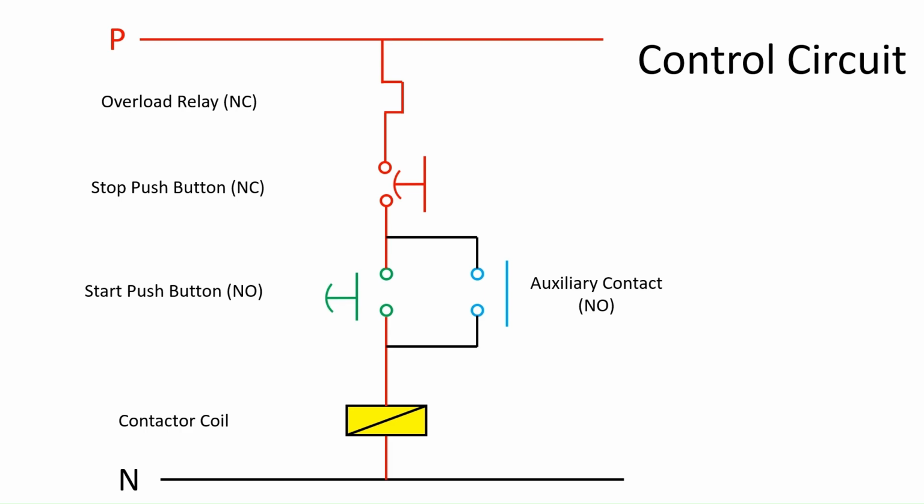Apart from all the benefits of the DOL starter, it suffers a drawback of high starting current. DOL starters draw a very high inrush current, typically 6 to 8 times the full load rated current when the motor starts. This high current draw can cause a significant voltage dip in the electrical supply network, which can affect other connected equipment. Therefore, DOL starters are only used for smaller motors, where a high inrush current is either acceptable or manageable without causing significant voltage dips.